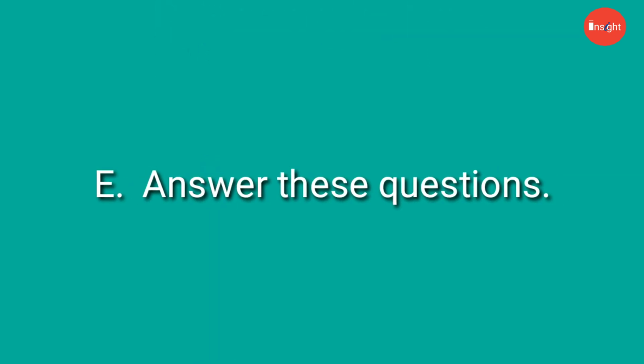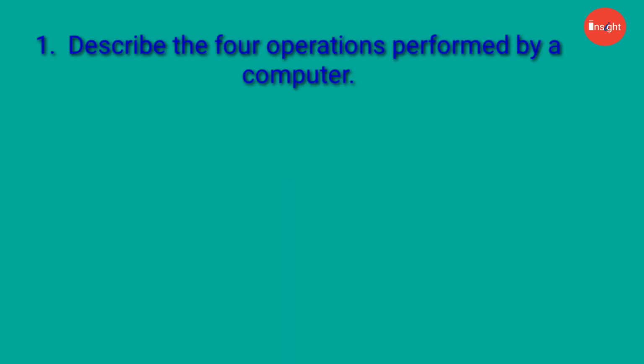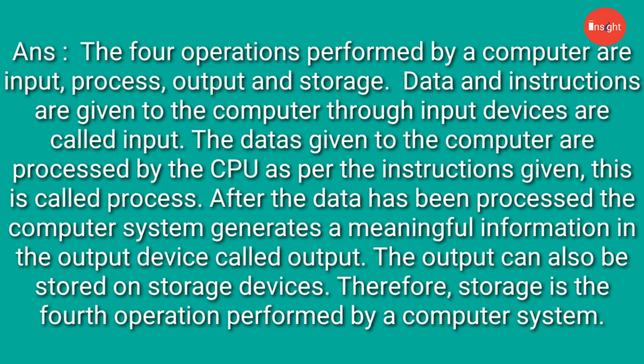Question number E. Answer these questions. Question number 1. Describe the 4 operations performed by a computer. Answer is the 4 operations performed by a computer are input, process, output, and storage. Data and instructions are given to the computer through input devices are called input.